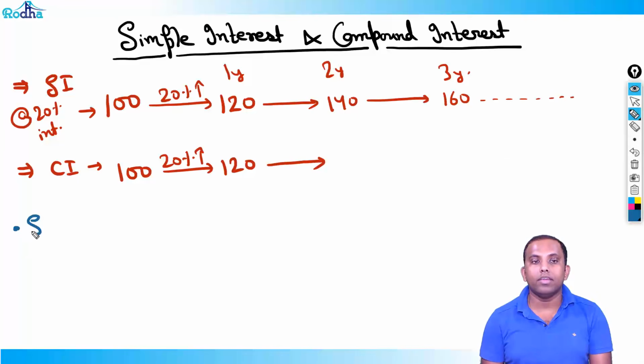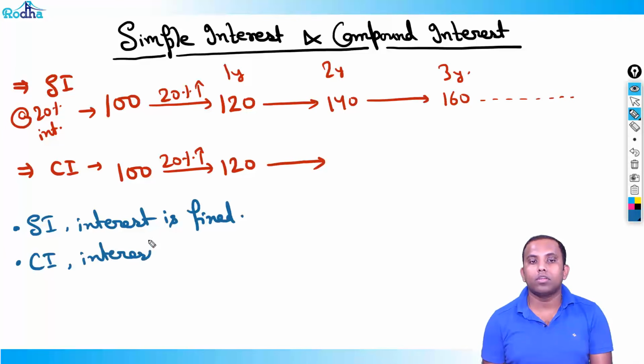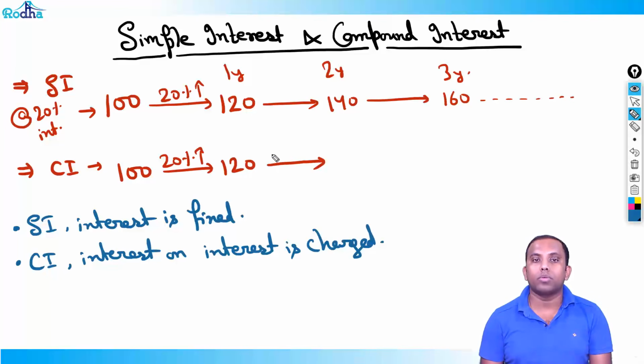In SI, if nothing else is mentioned and all other criteria are the same, then the interest is fixed. In CI, interest on interest is charged. That means if it is 120 rupees, in SI it has to become 140 at least, right? 140 for sure, plus interest on interest.